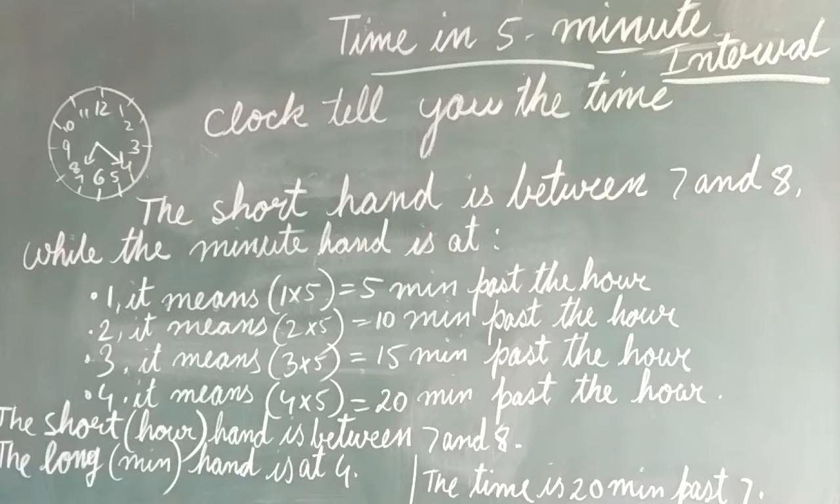And where are you seeing the short hand? The short hand is between 7 and 8. Yes? What are you seeing? This short hand is the hour hand. It is between 7 and 8.